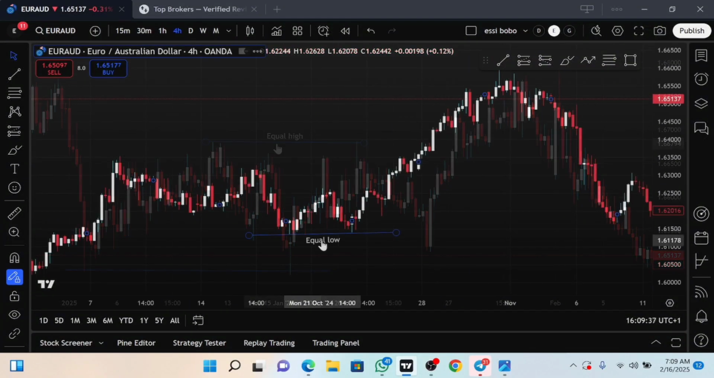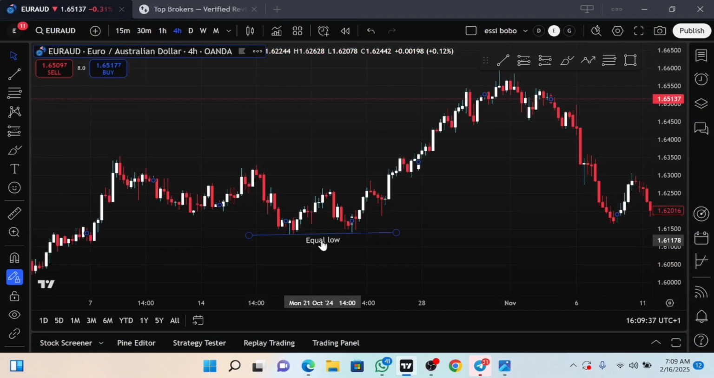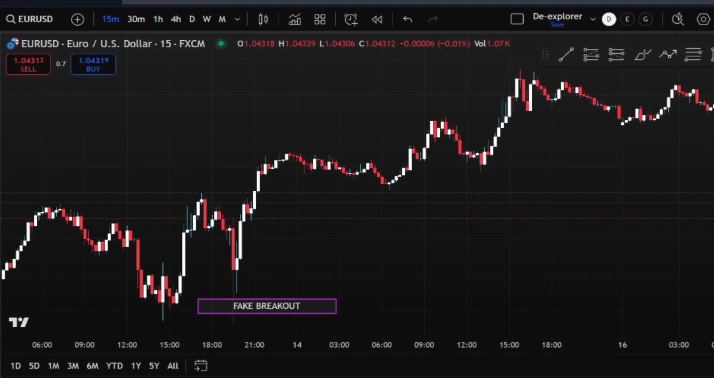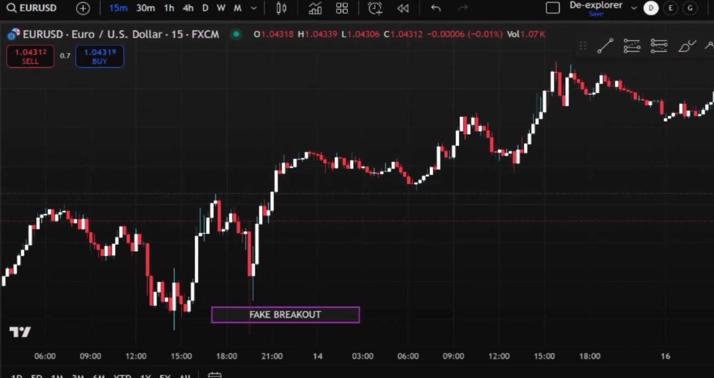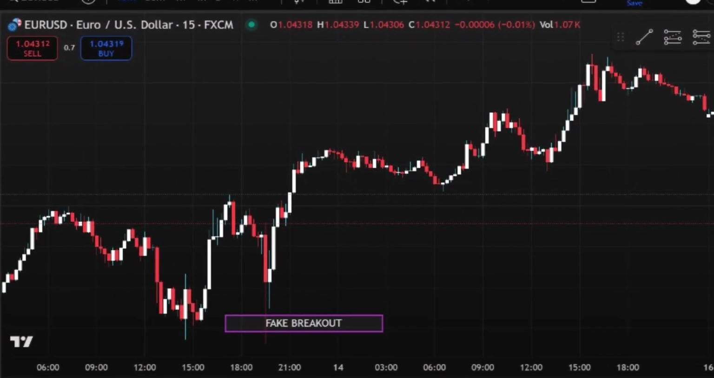Step 1. Spot where the liquidity is. Find equal highs and equal lows where stops are resting or sitting. Look for fake breakouts, that is a liquidity sweep. You must look for liquidity sweeps, liquidity grabs, so you won't end up being liquidated.